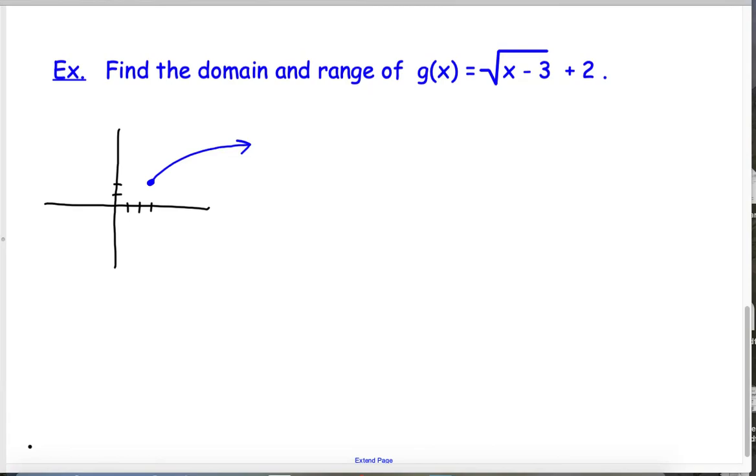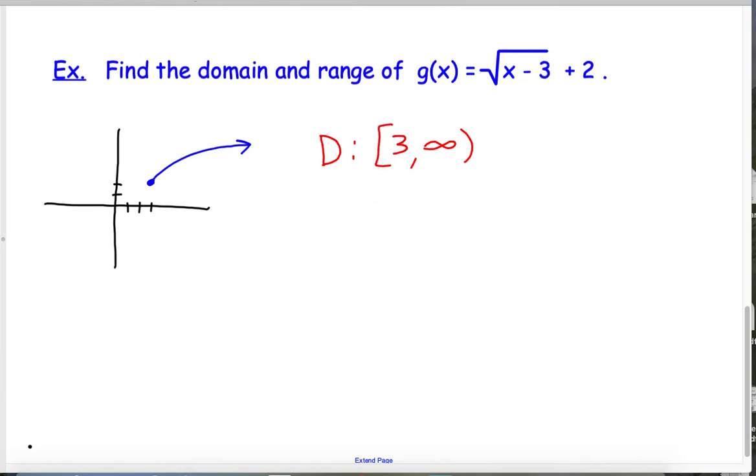So if I want to write the domain, it's going to go from 3 to infinity, and we include the 3. Notice we can plug 3 in for x there, and we get a valid expression. We get the square root of 0, which is 0, plus 2 is 2. Oops. Let's erase that. Put that back on there.